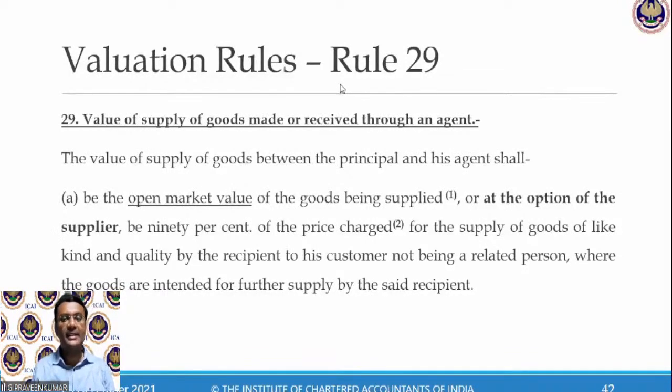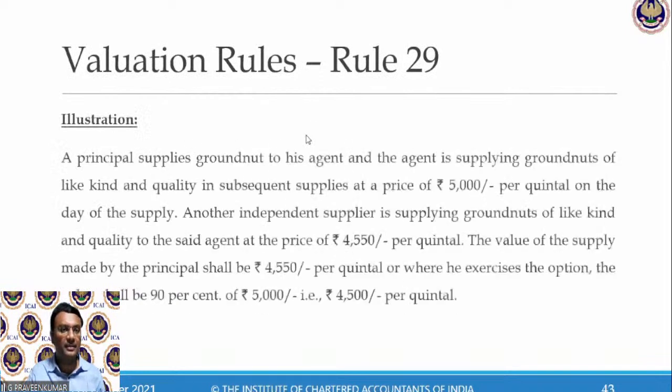Okay. Janaki says that there is a question in December 21 recent examination with respect to value of supply between distinct person and related person, and also agent. Good. So hope you are clear with Rule 29. Let's move on to Rule 30.